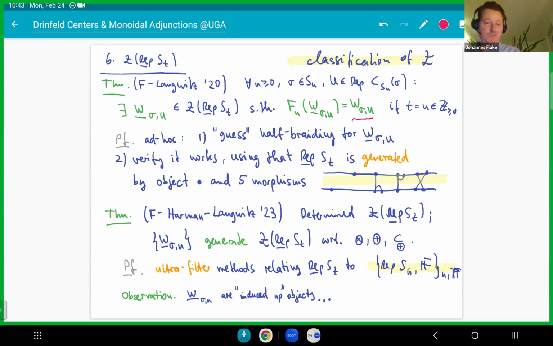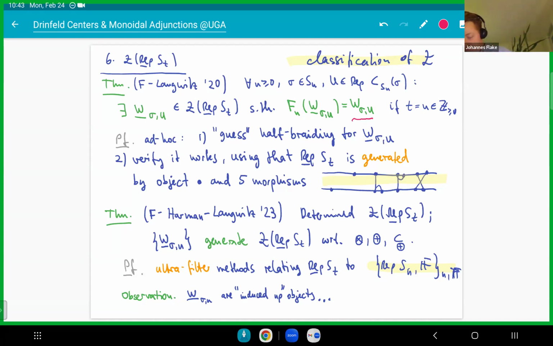But what we did realize with Nate together then was that these are actually induced up objects. So we can reinterpret these objects that we had guessed, or at least some of them, for correct choices. The better way of looking at these things in the center of Rep S_t turned out to be via induction. There is a way of inducing up to S_t, this interpolation category, and then there is a procedure very similar to the one I described for the finite groups that uses these objects. But proving this was also not easy.